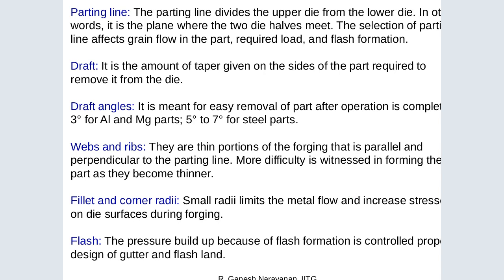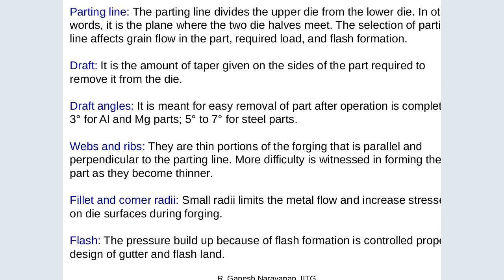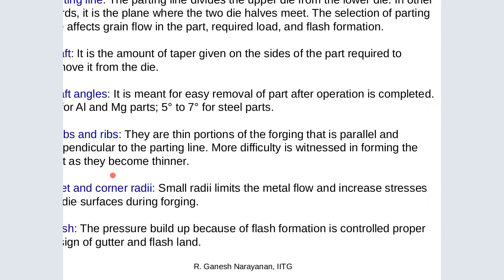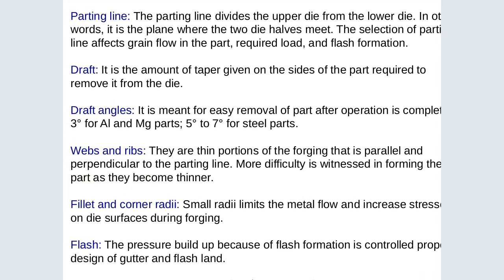Draft is the amount of taper given on the sides of the part, required to remove it from the die. We have the draft angle. It is meant for easy removal of the part after the operation. It is typically 3 degrees for aluminum and magnesium parts, and 5 to 7 degrees for steel parts.